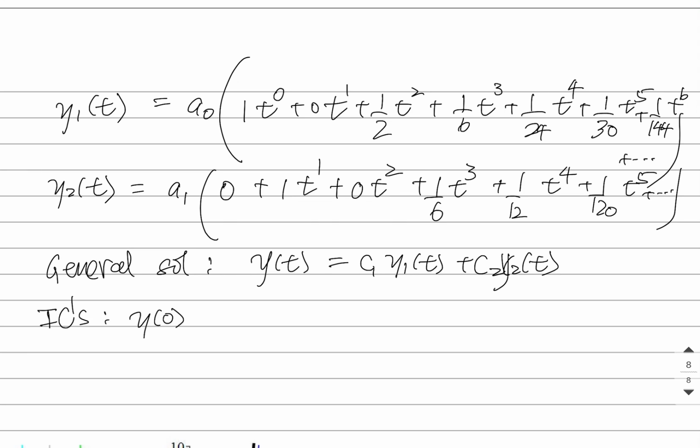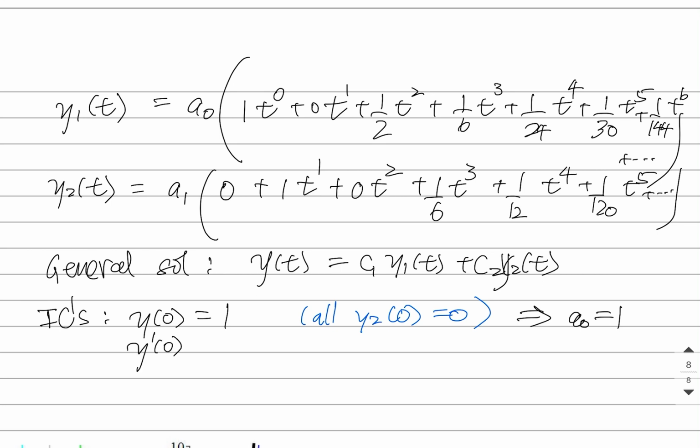We had y of 0 is equal to 1. And so that means all the terms in the y2, this is just going to give me 0. Everything in the y1 term is going to go away except for a0, so this is going to tell me a0 is equal to 1.